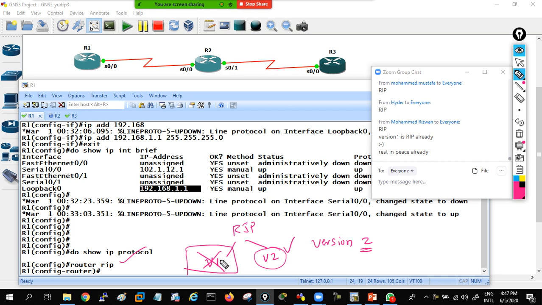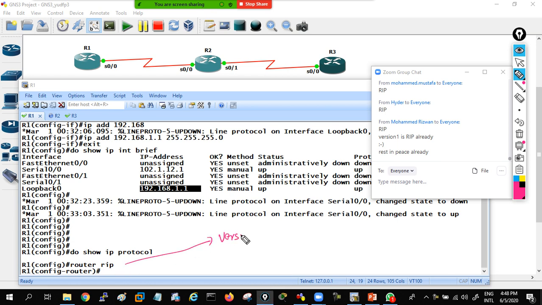This is very important: if you forget to type the command version 2, then by default it's going to use version 1. Keep it in your notes, guys. In case you forget to type version 2, it's going to fall under version 1. For example, if I forgot to type version 2, which version will be chosen by default? It will choose version 1. That is the default. Are you clear, guys?